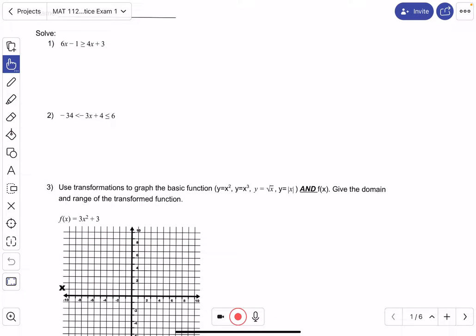All right, so we're going to solve this first one. It's just a regular old inequality. So we're going to bring the numbers from one side to the other and then get the x's alone. So we add 1 to both sides, subtract 4x from both sides. So we get 2x is greater than or equal to 4.